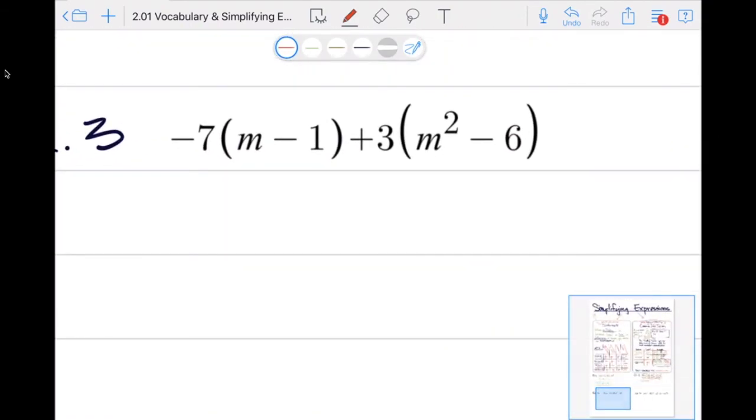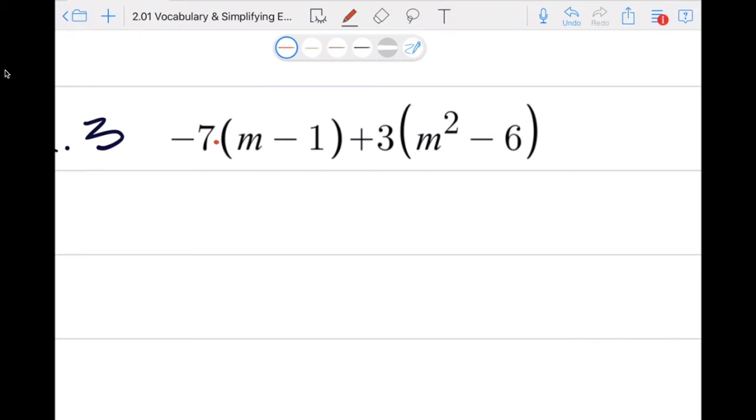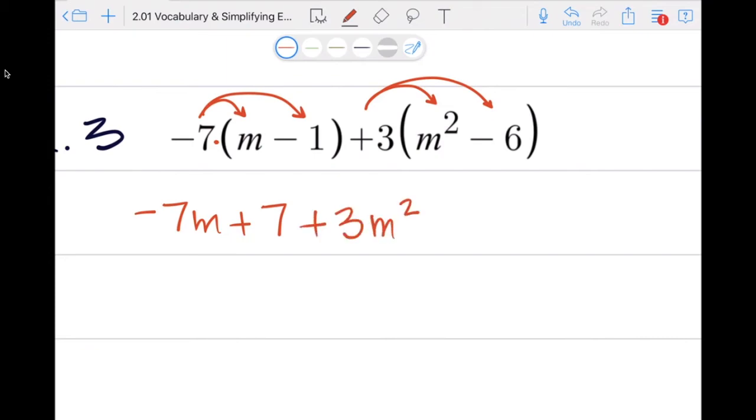Let's look and see if we can distribute, and we can. We can distribute in two different places. We can distribute the negative 7 to the m and the minus 1, and we can distribute 3 to the m squared and the minus 6. So let's do that first one. Negative 7 times m is negative 7m. Negative 7 times negative 1 is positive 7. The next part, 3 times m squared, is a positive 3 times m squared, so 3m squared, and a positive 3 times negative 6 is a negative 18.